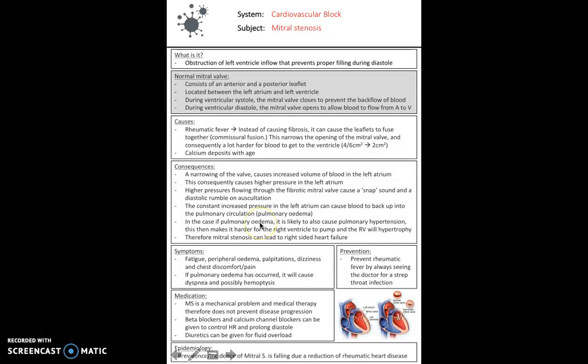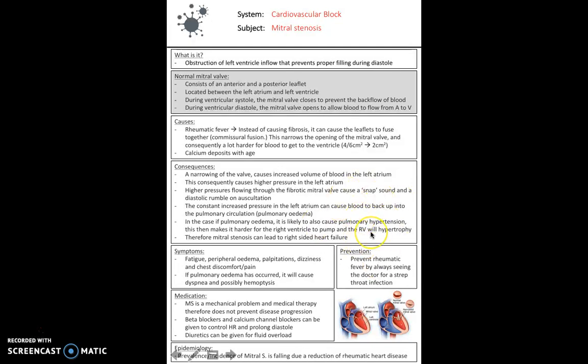Now with this constant increased pressure within the left atrium, this can cause blood to backflow up into the pulmonary circulation. If you think about your normal left atrium, it's receiving blood from the pulmonary veins from the lungs, and therefore blood can backflow up into the pulmonary circulation and consequently cause pulmonary edema. In the presence of pulmonary edema, you're also likely to get pulmonary hypertension due to an increased pressure in the lungs, and this makes it harder for the right ventricle to pump, because normally the right ventricle pumps out through the pulmonary trunk, the pulmonary arteries to the lung.